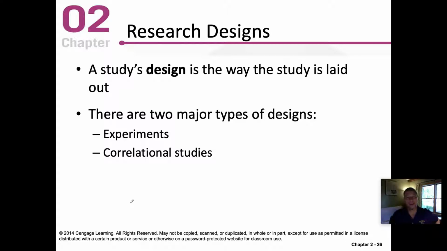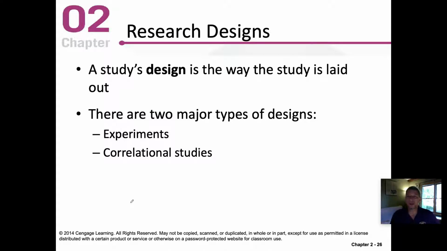Now, the way that we talk about this is in terms of what we call a research design. For any study, any research being done by a social scientist or a psychologist or anyone else, the research design is simply the way that the study is laid out. How do we design this study? How do we put it together? And as I said earlier, there are two major types.